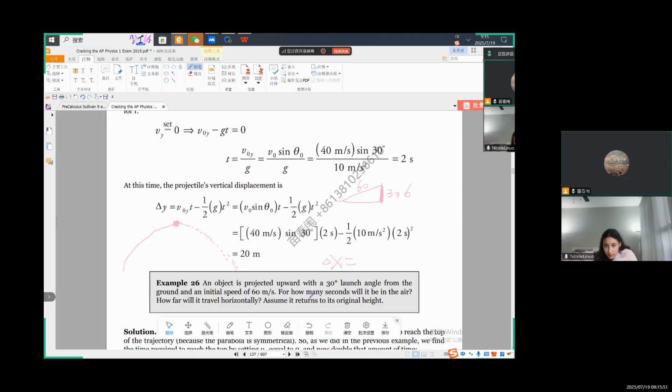But he's thinking about how far horizontally. So it's not vertical. So you can't use that 30. Does that make sense? You can't use this. 30, that's vertical. You should say bye-bye to vertical.